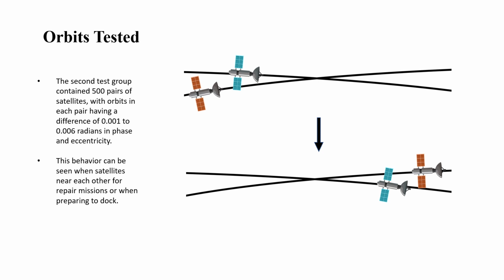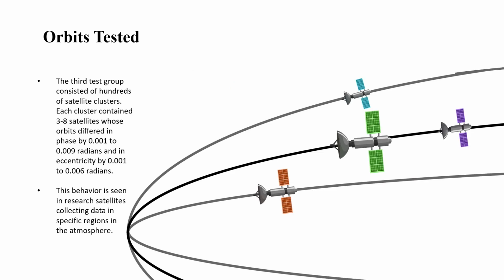The second test group was made up of 500 pairs of satellites. These pairs had very similar orbits to each other. Satellites behave this way when making repairs or while preparing to dock. The third test group was made up of several clusters of satellites 3 to 8 size large, totaling to 1,000 satellites in orbit. Research satellites behave this way while collecting data from specific atmospheric regions.